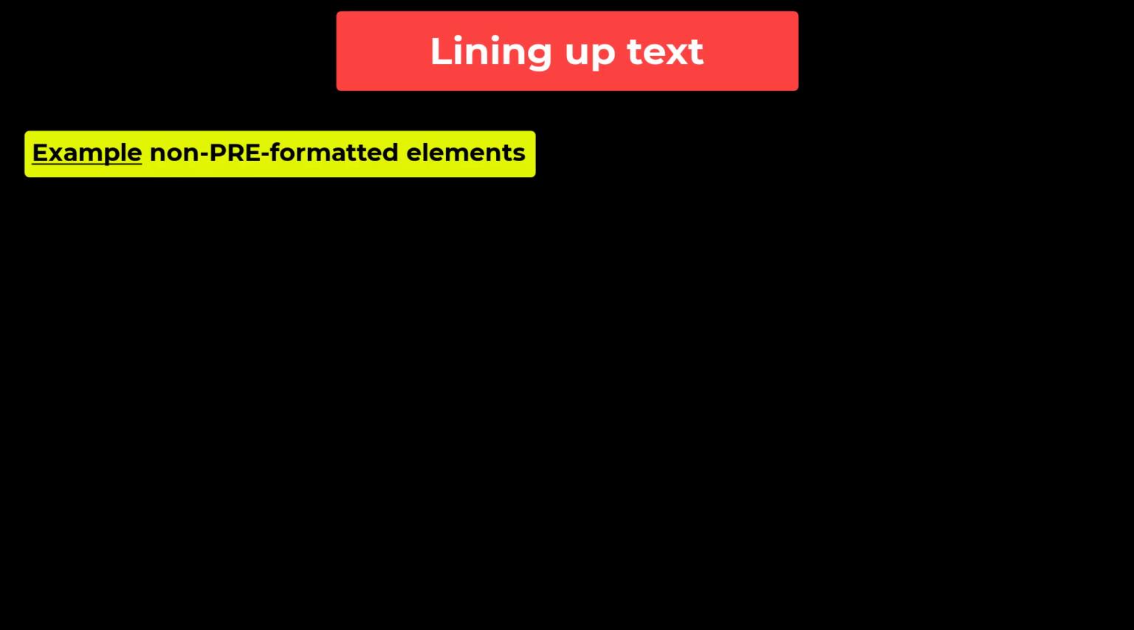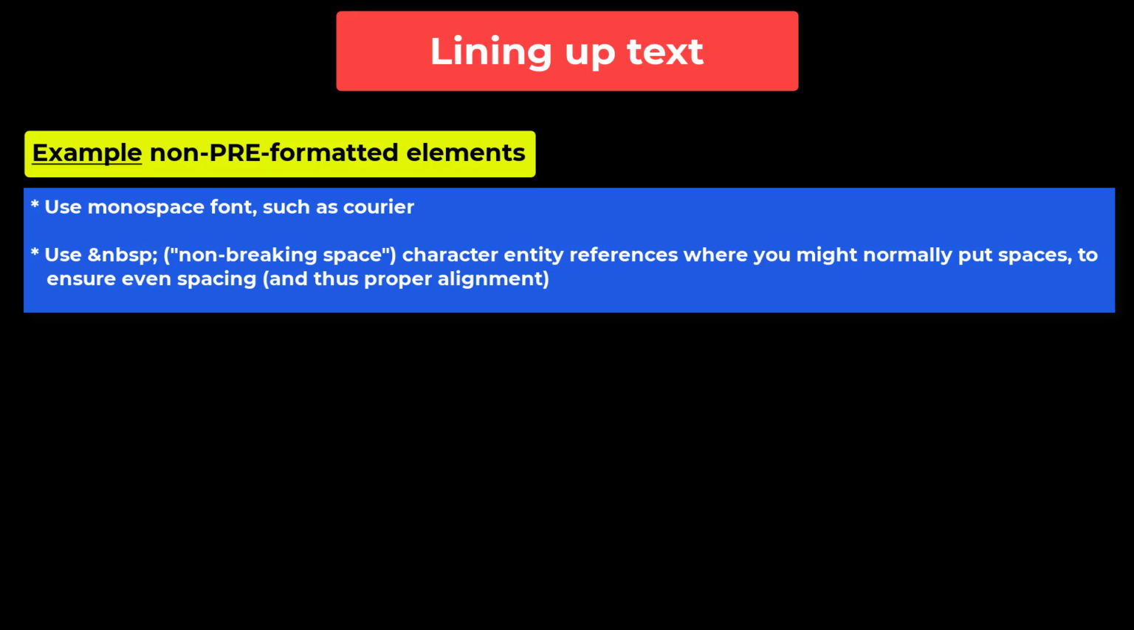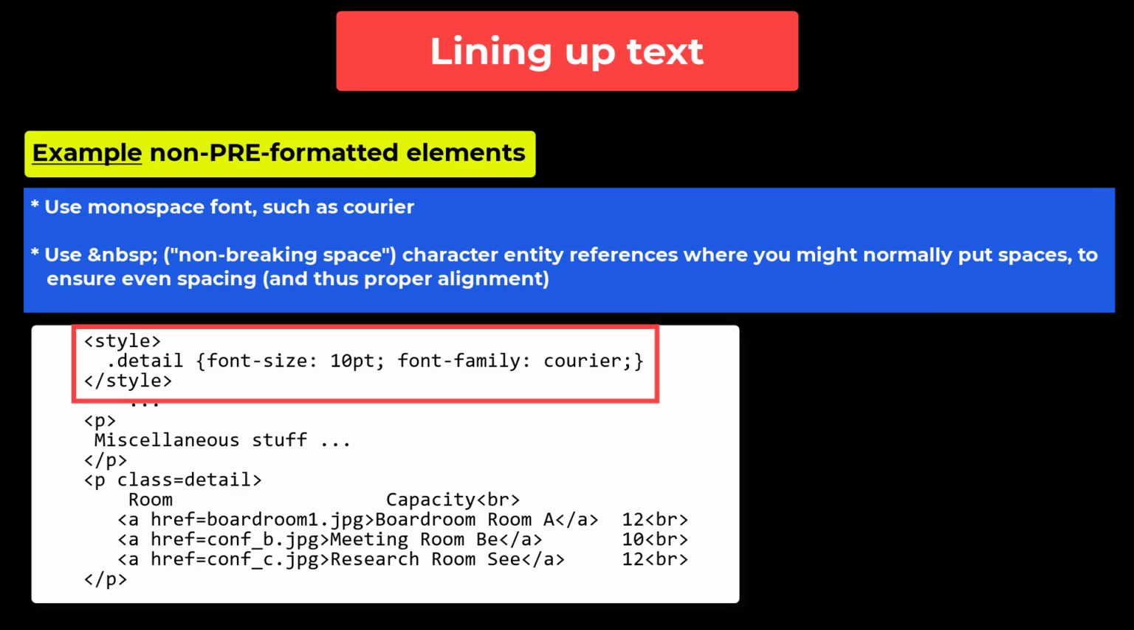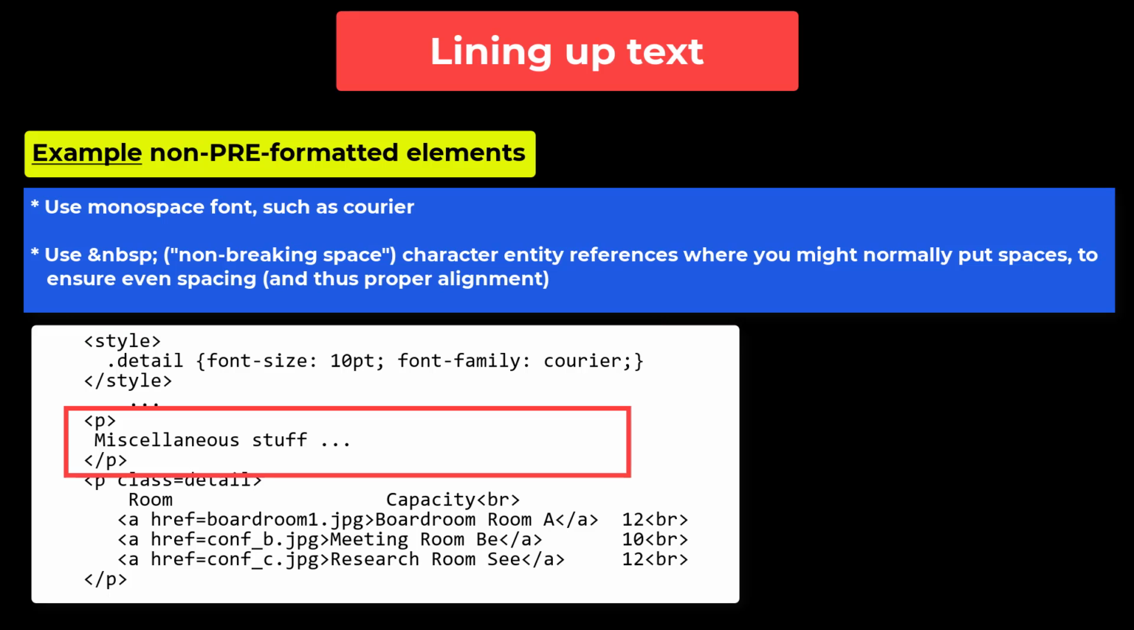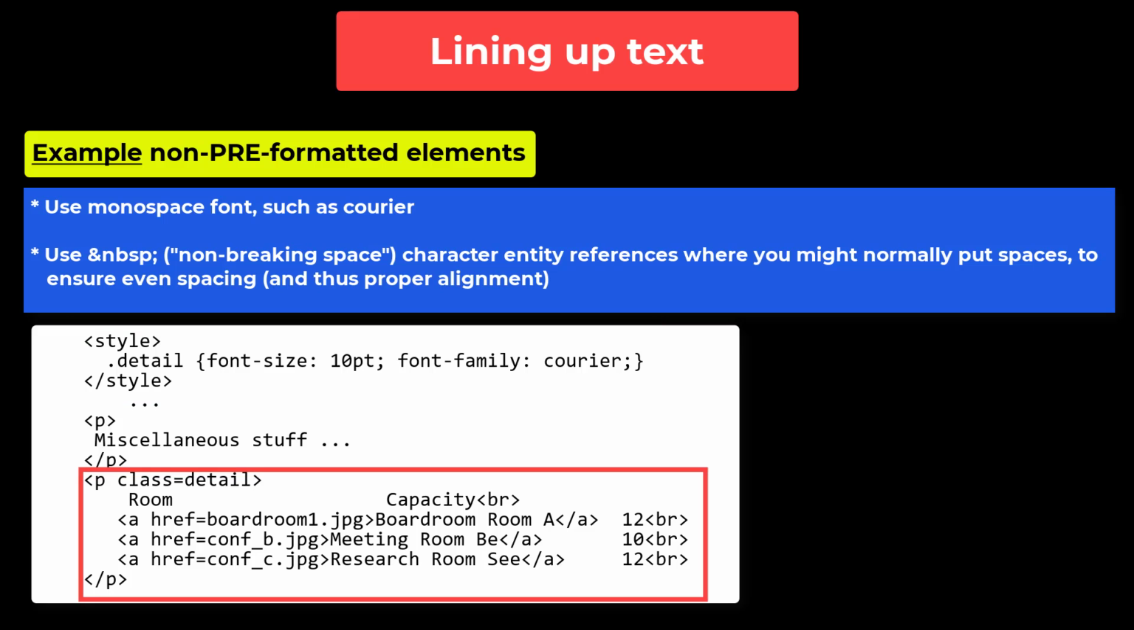So when you work with non-preformatted elements, you need to use a monospace font, such as Courier, and use non-breaking space character entity references, where you might normally put spaces, to ensure even spacing and thus proper alignment. For example, suppose we have this. I have a style element, and I put detail, and its block descriptor is font size 10 point, font family Courier. So that gives me a monospace font in this class called detail. And in the body, I've got some miscellaneous stuff, and then here's a paragraph with class equals detail.